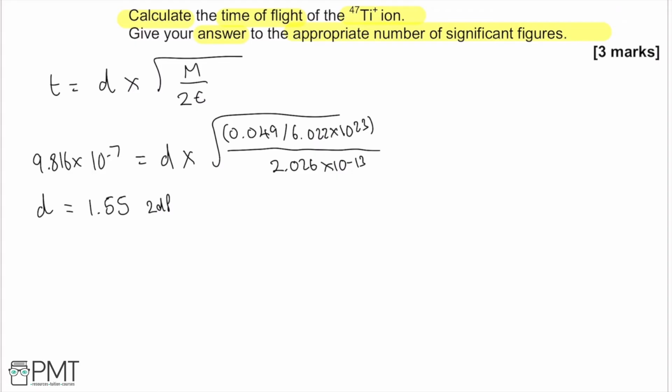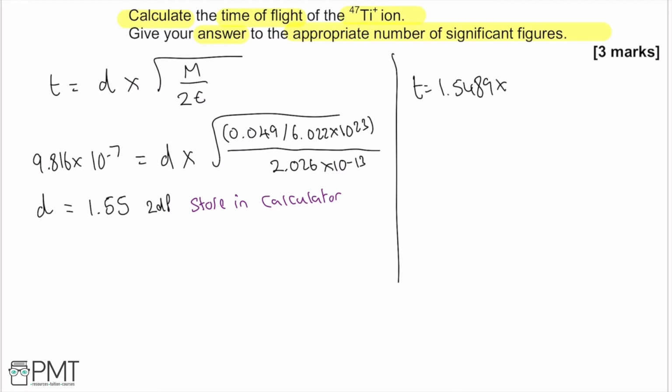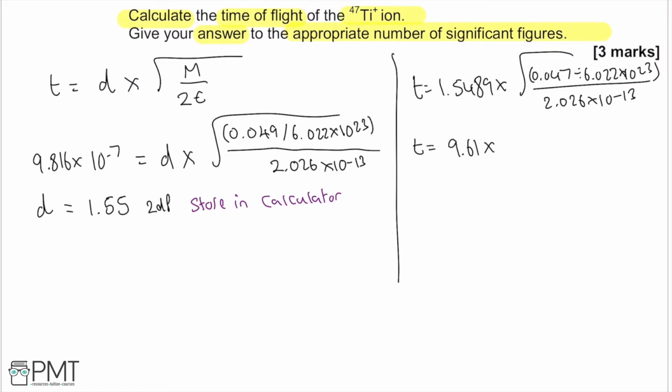So now we can work out the time of flight for the 47 plus ion by subbing in our new value for distance, which we should have saved fully on our calculator. So doing this, we get our value of 1.5489 multiplied by the square root of 0.047 in brackets divided by 6.022 times 10 to the 23, then divided by 2.026 times 10 to the minus 13, which gives us an answer to an appropriate number of significant figures, that is 9.61 times 10 to the minus 7.